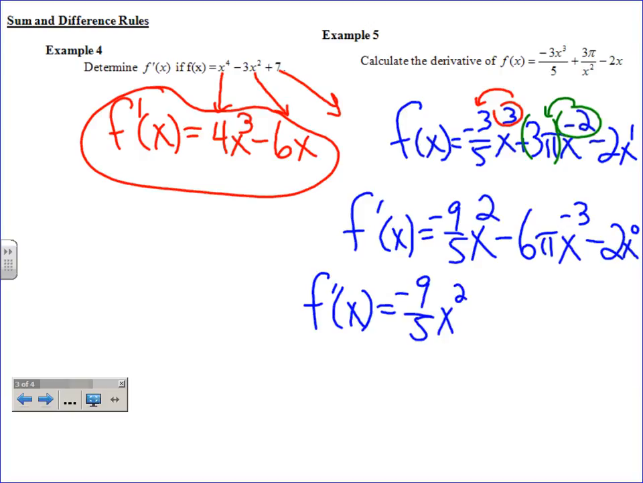I have a slight issue with this term. We'll make it happy. And then you told me that x to the 0 is just 1. So it's -2 times 1, right? So it'd be -2.